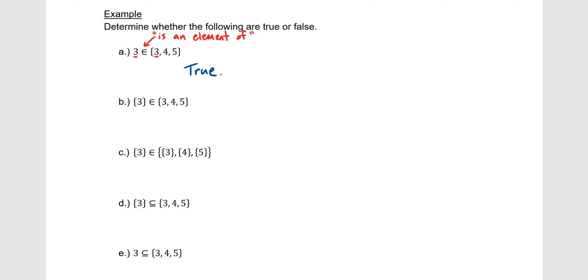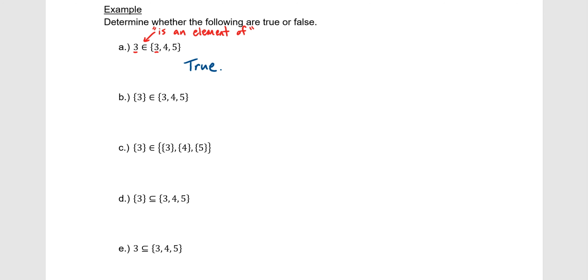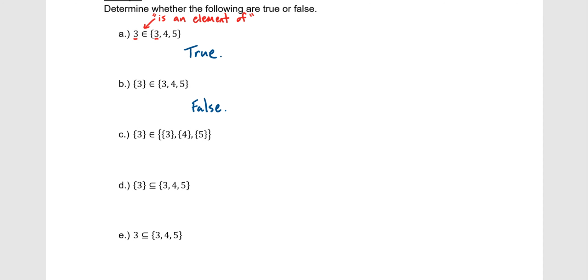Now for the second one, we have the set containing the element 3 in the set with elements 3, 4, 5. So this is actually false because this is saying that the set {3} is in this set, which is not true because only the element 3 is in that set. There isn't a set with an element 3 in the set, only the element 3 is in the set on the right. So that one is false, even though it looks like it might be true.